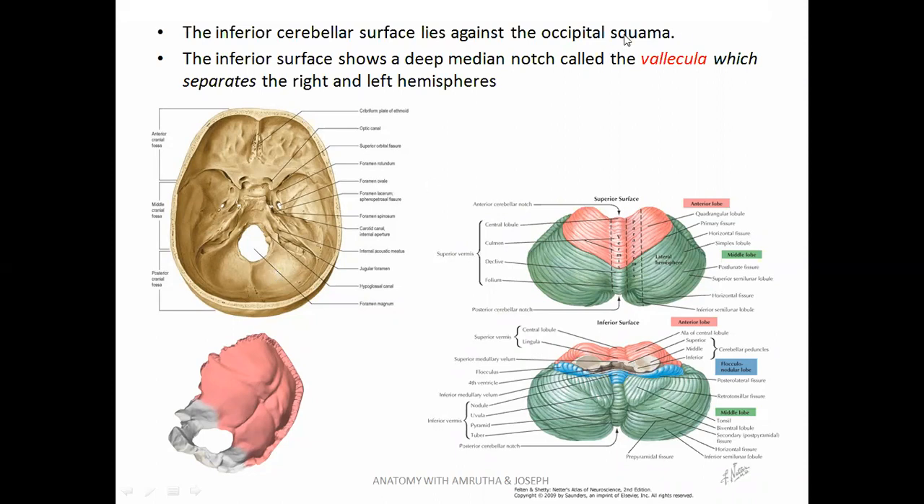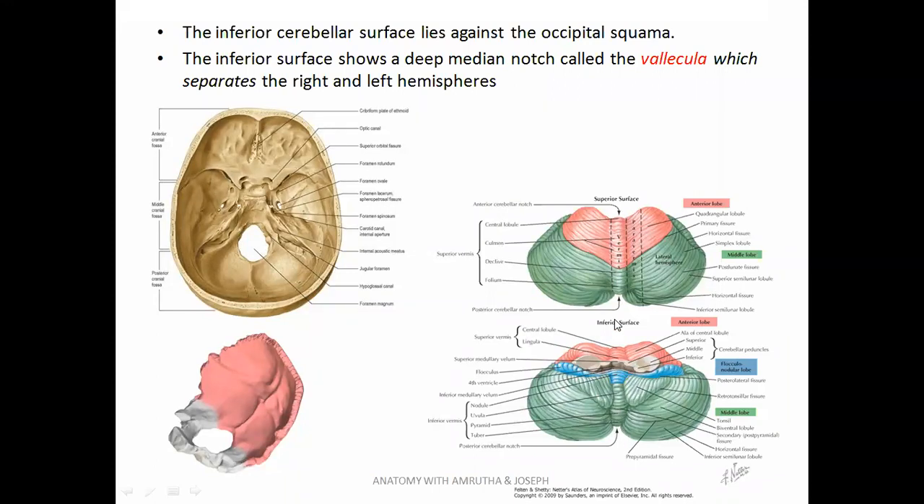Squama means flat. The inferior surface shows a deep median notch called vallecula. So when you look at the inferior aspect, the lower part here, there is a depression that cannot be seen very clearly in this diagram, but a depression could be made out. So this area, a little below, there's a depression, a median notch, that's called the vallecula. So in this area, you can see a vallecula.